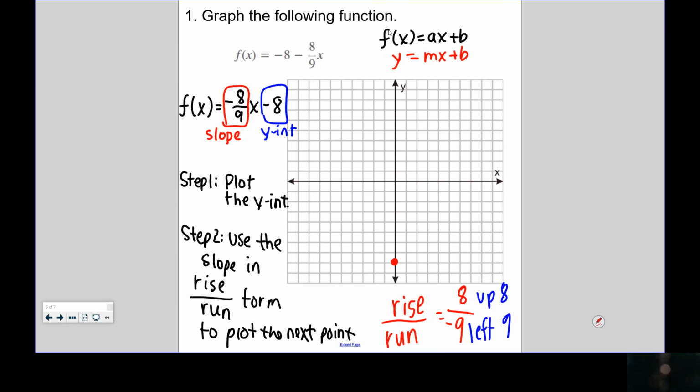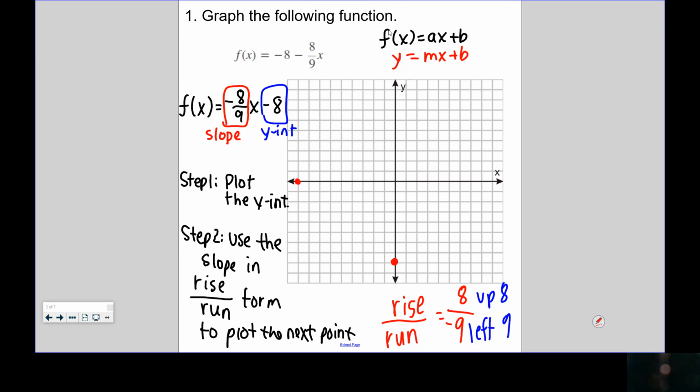All right, so start at your y-intercept. The mistake sometimes people will make here is they want to start at the origin. But to plot your next point, you got to start at the y-intercept. All right, then we're going to go up 8, left 9. Up 8 would be 1, 2, 3, 4, 5, 6, 7, 8. Left 9, 1, 2, 3, 4, 5, 6, 7, 8, 9.